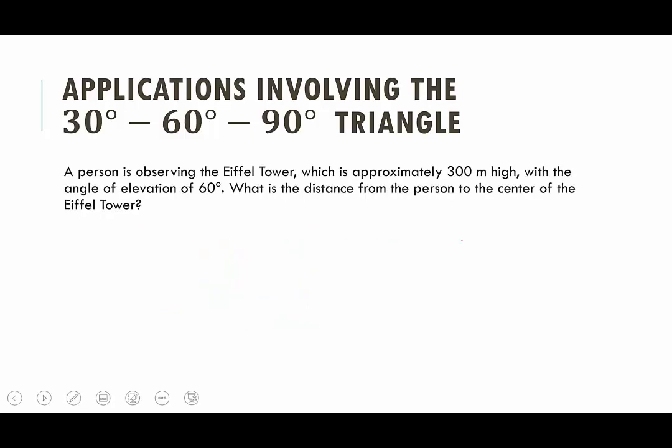I think this is one more example, and then we're going to move on to another type of special right triangle. A person is observing the Eiffel Tower, which is approximately 300 meters high. The angle of elevation is 60 degrees. What is the distance from the person to the center of the Eiffel Tower?